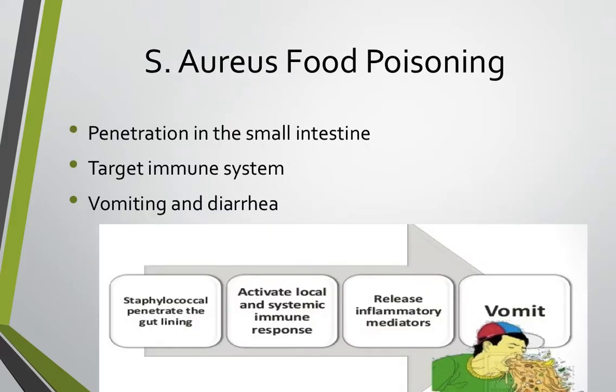So once ingested, enterotoxins are able to penetrate the intestinal tract and target the immune system of the host. Enterotoxin is a superantigen and it makes the host immune system produce a large amount of histamine, which causes vomiting. It also inhibits the absorption of water and electrolytes in the small intestine and can cause diarrhea.